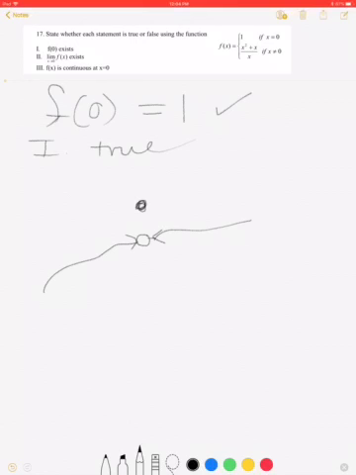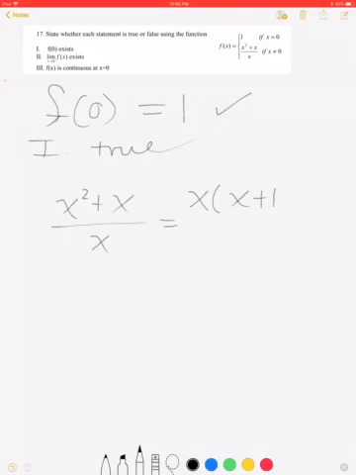So let's see what happens when we plug in 0. For the x squared plus x over x part of the function, we get 0 over 0, which means we've got to do some work. So let's factor here. Give myself some room. All right, x squared plus x over x can factor to x times x plus 1 over x. My x's cancel, and I get x plus 1.